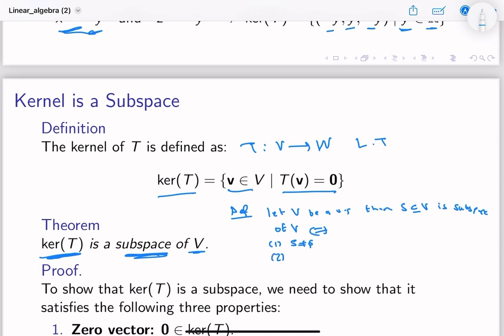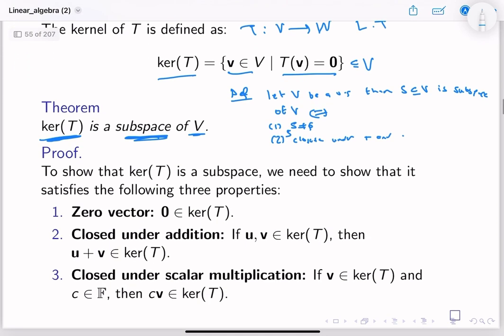The second property that we need is closure under addition and scalar multiplication. So we require that S is closed under scalar multiplication and addition. This is what it takes for a subset of V to be a subspace of V. Since we know the kernel is a subset of V, we want to prove that it's a subspace. First we need to prove that it's not empty, and then that it's closed under addition and scalar multiplication. This is what we're required to prove.